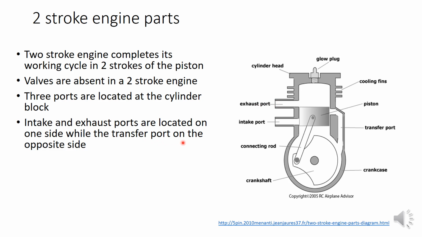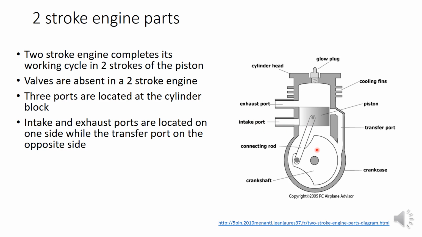And other than that we have a transfer port, which is on the opposite side of the intake port and exhaust port. So this is the transfer port. So that is the important thing. In a two-stroke engine we have three ports. The first one is the intake port, this one. The second one is the exhaust port, and opposite to that we have a transfer port.